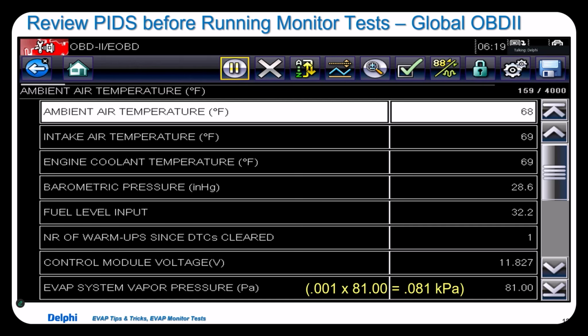up. Whether you're doing monitor testing for CAT, air fuel sensors, secondary air, EVAP, doesn't matter. There's certain PIDs you want to look at when the car has been sitting. In this example, this happens to be Global OBD2 for a CAN vehicle, which means 2008 and newer. It has ambient air, and that's my clue right there, that it's a CAN vehicle. It has intake air, it has coolant.